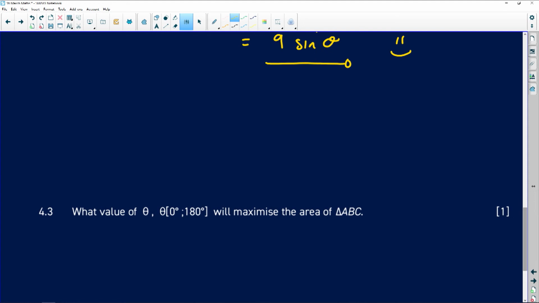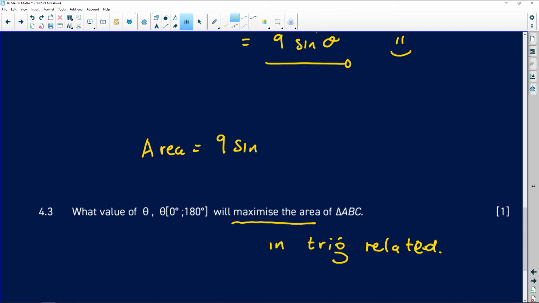What value of theta, for theta an element of 0 degrees to 180, will maximize the area of this triangle? Right? What value of theta will maximize the area of this triangle? Now, once you start seeing examiners talking about maximizing in trig-related questions, this is not a trig question, it's in analytical geometry, but it's very, very related to trigonometry. You need to think about the graphs. Our area came out as area equals 9 sine of theta.